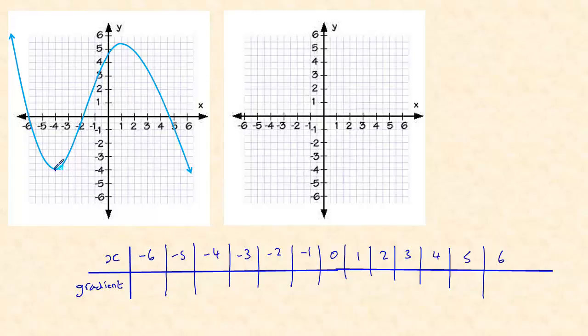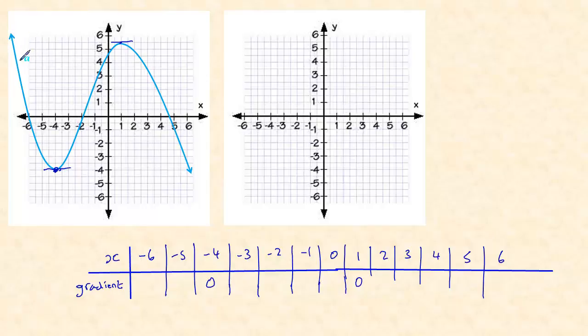Now, I can see that the gradient of this curve is 0 at -4. The tangent here would be horizontal. So the gradient is 0 there. Also, at 1, the gradient is 0. Now, some of these other gradients, I'm going to be making them up. They're not going to be exact for this curve, but it serves to make our point.